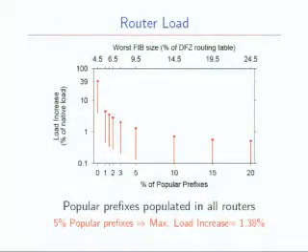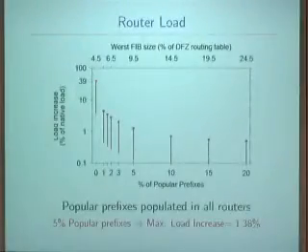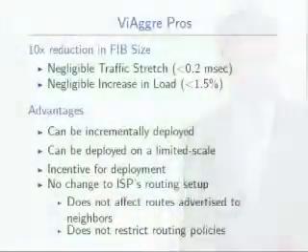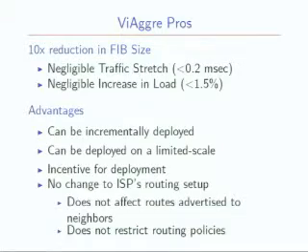Given this use of popular prefixes, we conducted a load analysis to determine the increase in load across the ISP's routers. So, x-axis, percentage of popular prefixes, y-axis, quartiles for increase in load across the ISP's routers. As we increase the popular prefixes, load drops sharply. And with around 5% popular prefixes, we get a maximum load increase of 1.38%, which should be pretty acceptable. So hopefully, this quick set of results convinces you that ViAggre can be used by ISPs to extend the lifetime of their routers while imposing negligible traffic stretch and almost no increase in load across their routers.